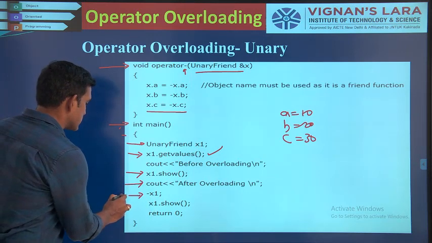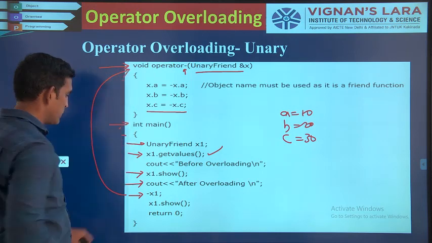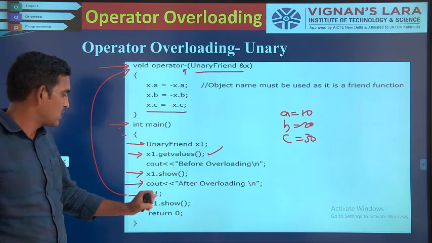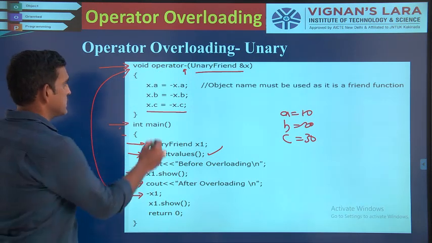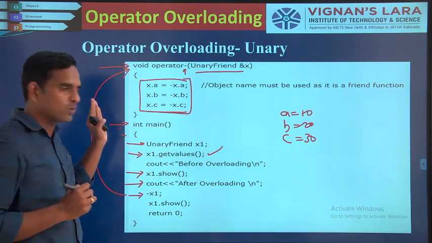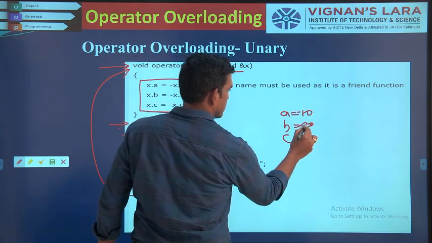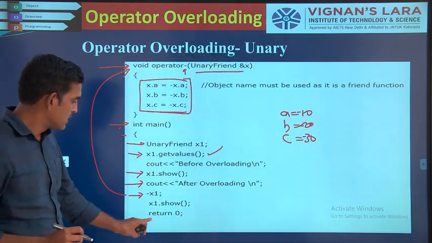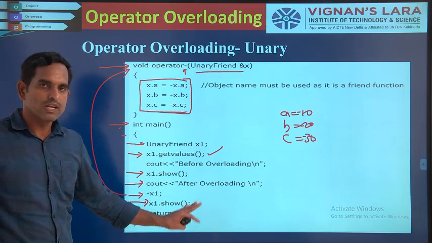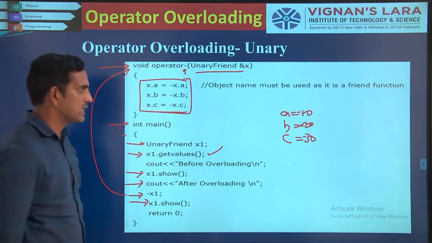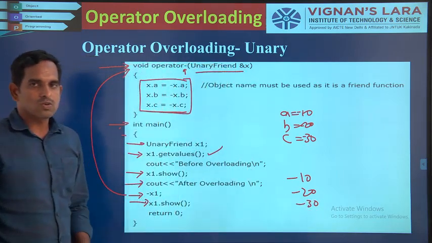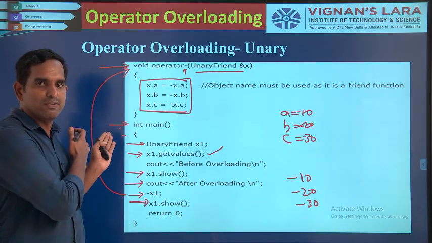When I perform this minus x1, what will happen? It will go into the operator overloading function. Inside that it will make all the A, B, C values negative. Now they will be stored as minus 10, minus 20 and minus 30. Next I am trying to print these values. Again I am performing x1.show. The show will print all the A, B, C values, and it will print minus 10, minus 20 and minus 30.